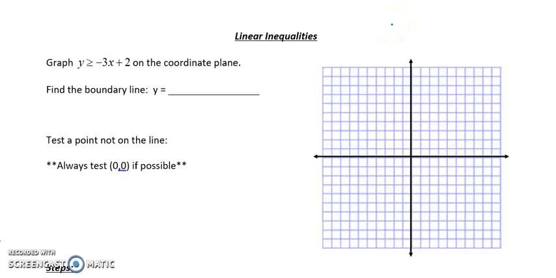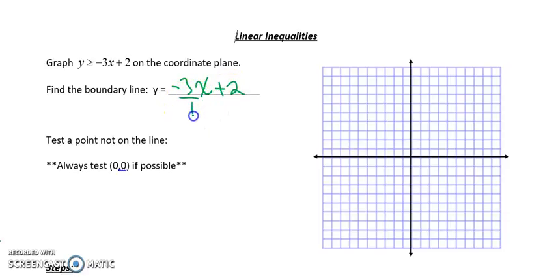Hi everyone, we're going to learn linear inequalities. We're going to graph y is greater than or equal to negative 3x plus 2 on the coordinate plane. So we have a coordinate plane here. We're going to find the boundary line using y equals negative 3x plus 2. So negative 3 is the slope and positive 2 is the y-intercept.